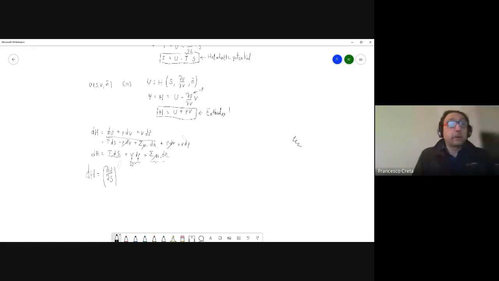I won't write the whole thing, but obviously this is at constant pressure and a constant number of moles, times dS, plus dH/dP dP, plus dH/dN_i dN_i.